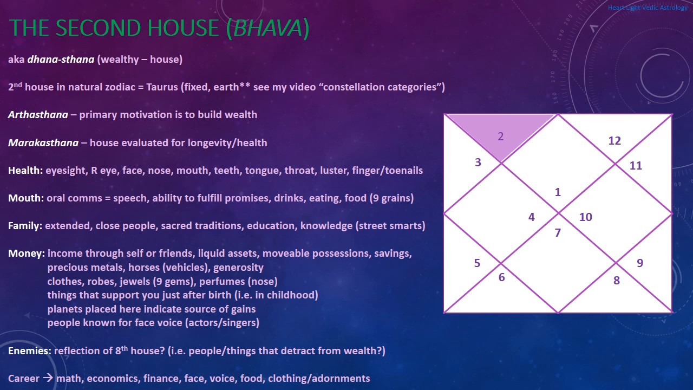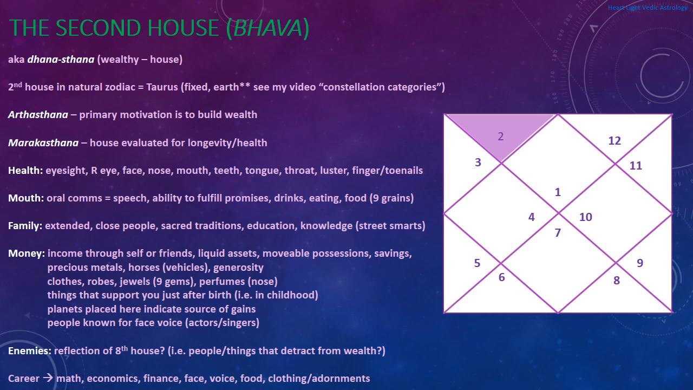Yeah. So, then there's a big category here of money, and there's a lot here. So, income through self or friends, liquid assets, movable possessions. So, something bigger, it's movable, obviously, like a car. The car is usually associated with the fourth house. But maybe furniture as long as it's not too large, but houses and cars and stuff would be related to the fourth house because they're bigger.